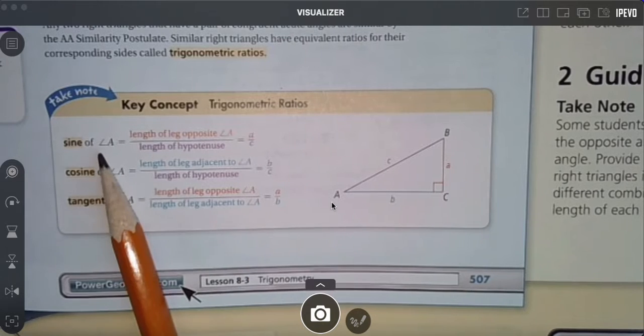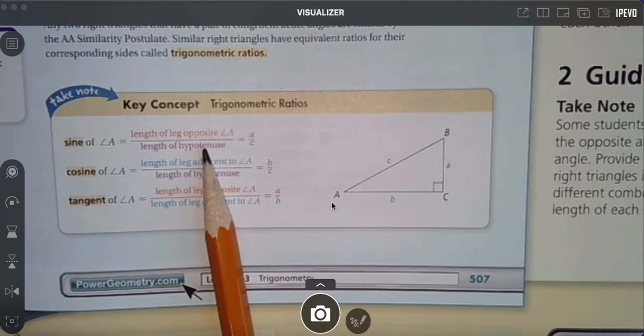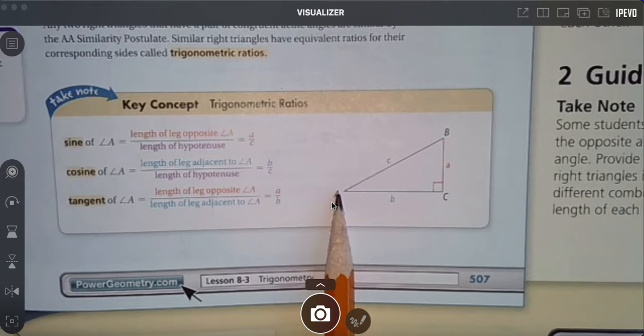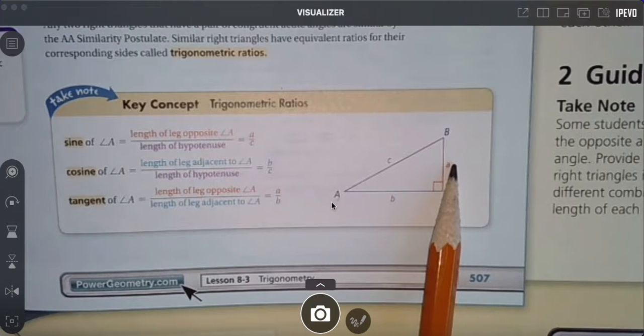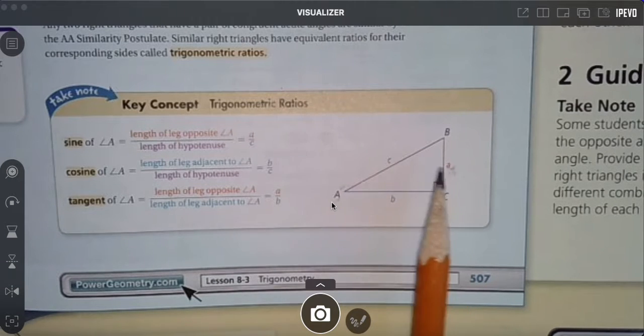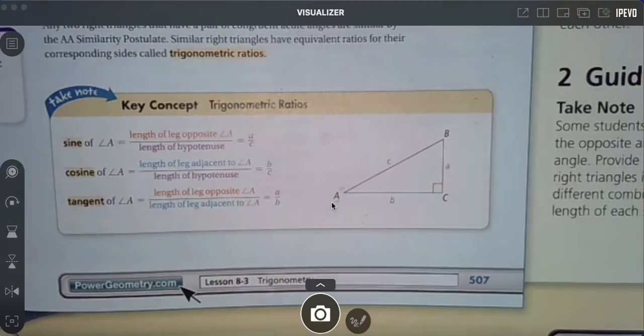But sine of an angle is the opposite over the hypotenuse. So you just have to start at this angle, and which one is opposite of it? Angle A. Side A. And what's the hypotenuse? C. Y'all already said that. So you would put A over C, and that's your answer. That's all it is. You just have to remember these formulas.